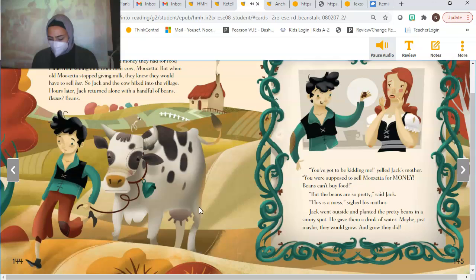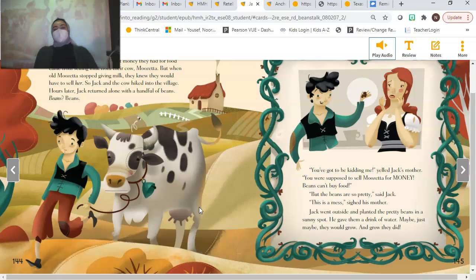And grow they did. How did Jack's mother respond when he came home with the beans? Amaria? How did Mom respond when she saw the beans? Okay, if I call on you and you have no idea what's going on, please know you're going to get some laps for recess, okay? This is a very, very easy story. All you have to do is listen. Look at the picture if you didn't listen. How did Jack's mom react, Dominic?